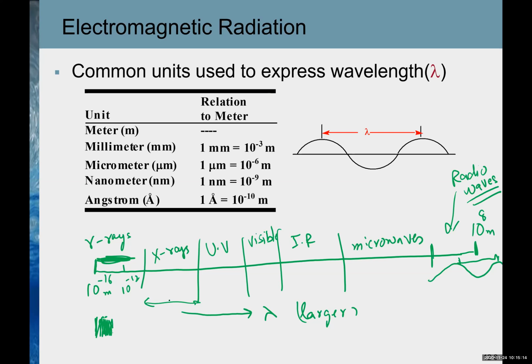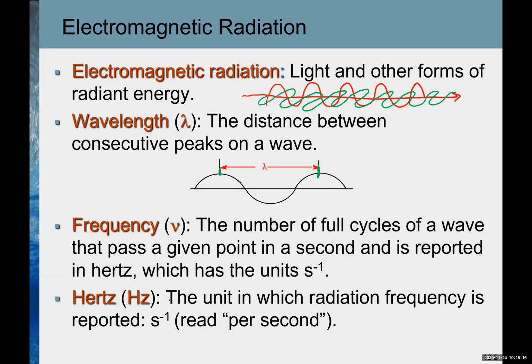Another thing we need to know is frequency. Okay, so frequency is the number of waves passing through a point in 1 second. It is reported in units of hertz or second inverse. So hertz is a unit. It means how many of these waves are passing through one point in 1 second. Okay.